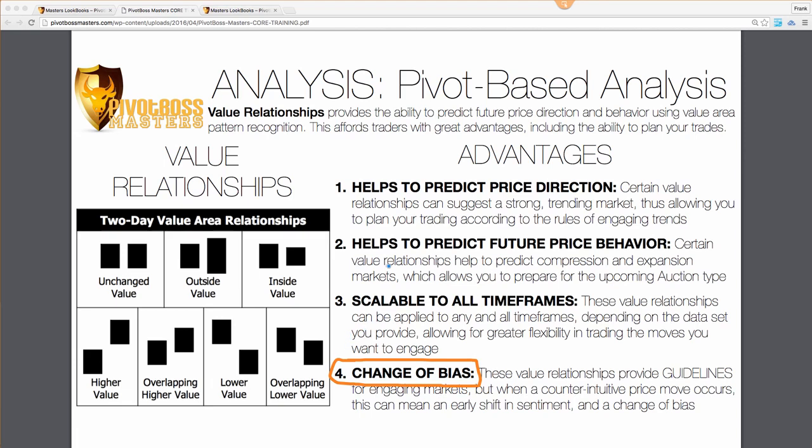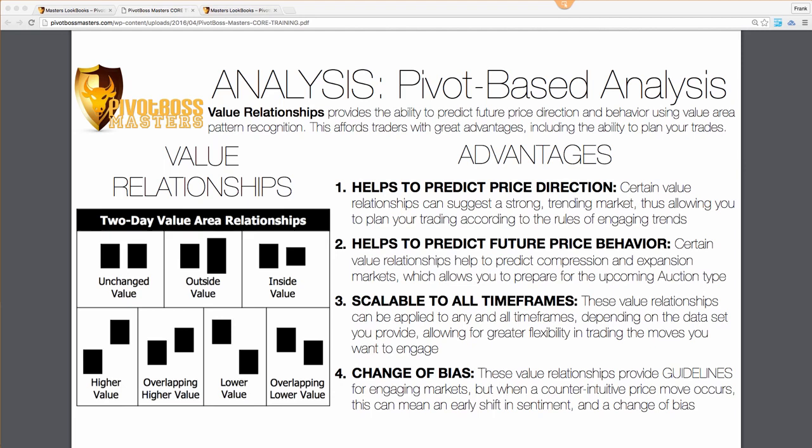So, for example, if you have a higher value relationship from here to here because prices were trending up, and price closes below the upcoming value and then opens below upcoming value, that's the market already rejecting the higher value stance that price is going to head higher. Since that rejection is happening, it likely implies lower prices. So that's something to keep in mind.